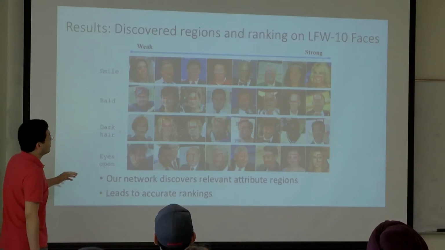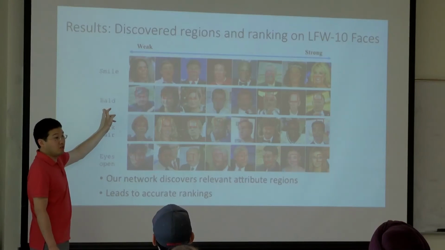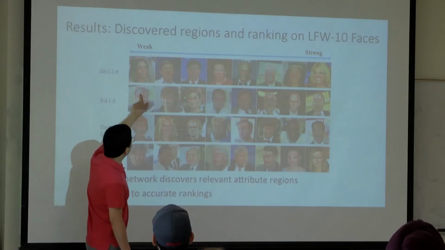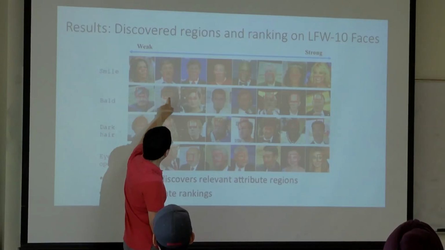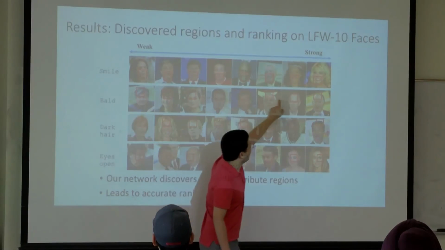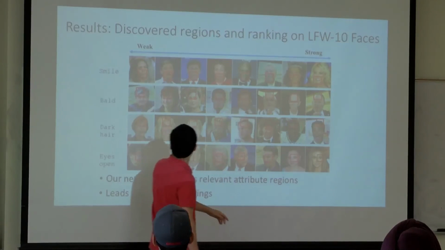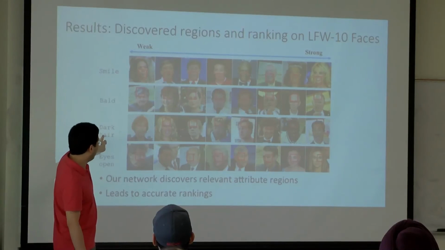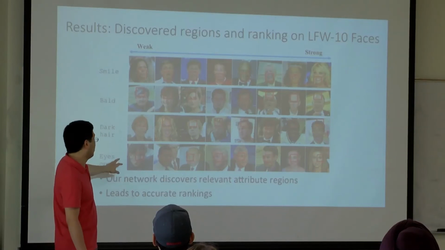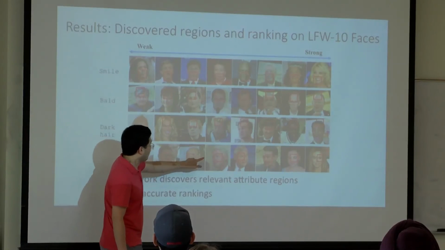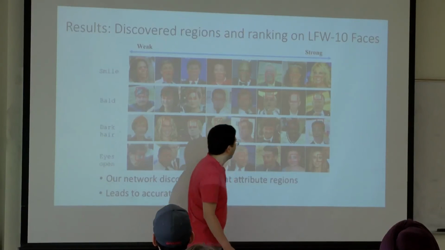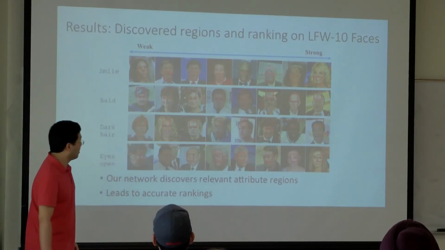And here are some other examples. This is for attribute bald. And you can see the localization is towards the top of the head, and then the people are getting balder, right? This is for dark hair, and then this is for eyes open, where the localization is on the eyes, right? And you can see the eyes are also getting bigger.